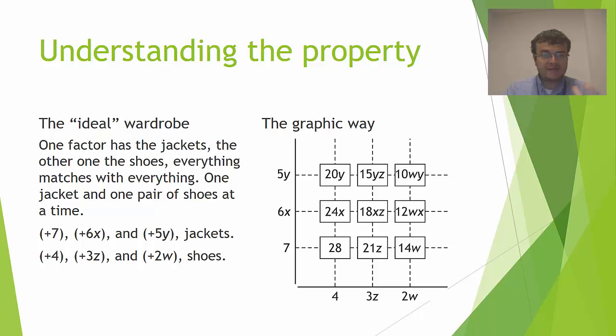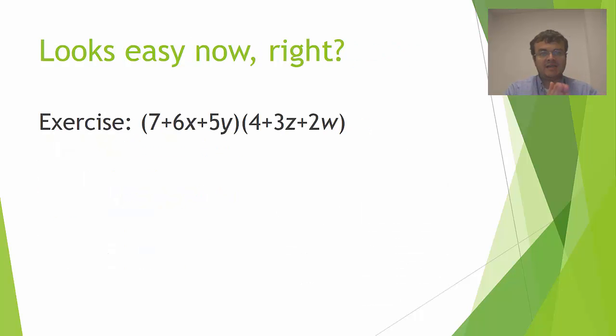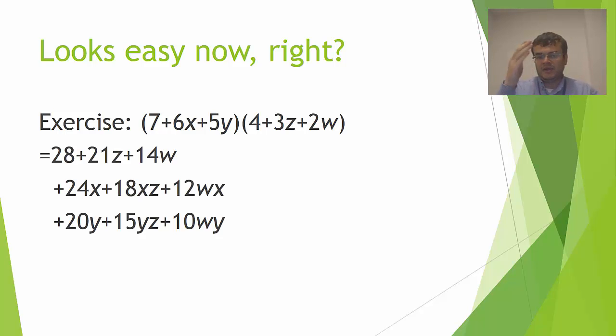So back to our exercise: 7 plus 6x plus 5y multiplied by 4 plus 3c plus 2w. So we basically go 7 times 4, 7 times 3c, 7 times 2w, and then 6x times 3c, 6x times 4, 6x times 2w. So everyone in the first factor with everyone in the second factor. So we get something like whatever you see on your screen now.